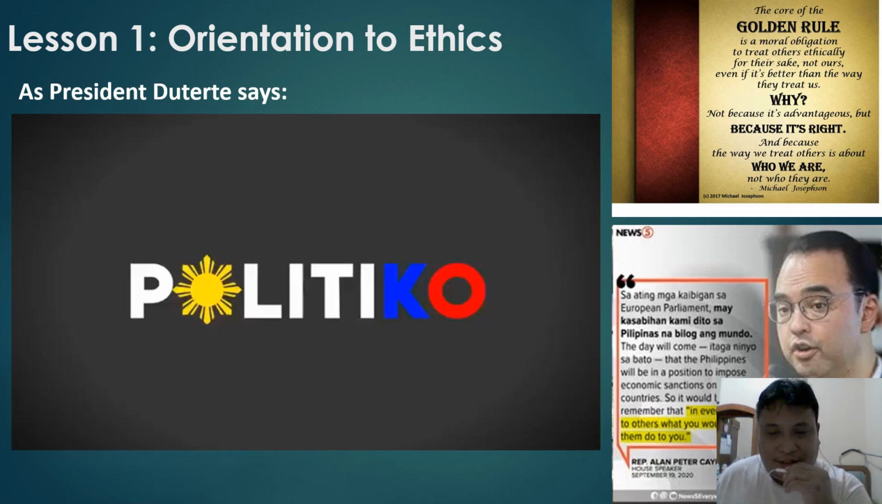So this is Cayetano, no? When there was news that an EU Parliament is trying to meddle in our political affairs in our country, he reacted by saying that here in the Philippines, bilog ang mundo. Time will come that the Philippines will be the ones to impose economic sanctions in your own countries. So remember that in everything, do to others what you want them to do to you. That is what he said here.